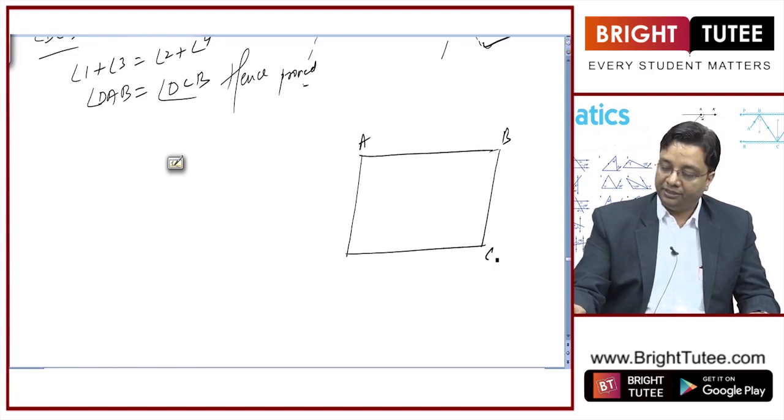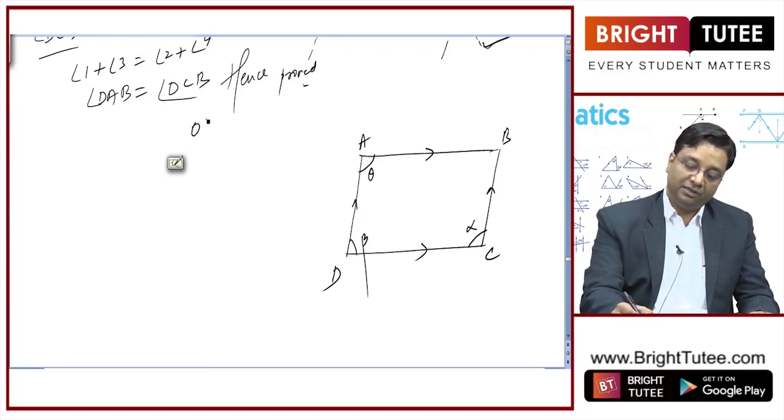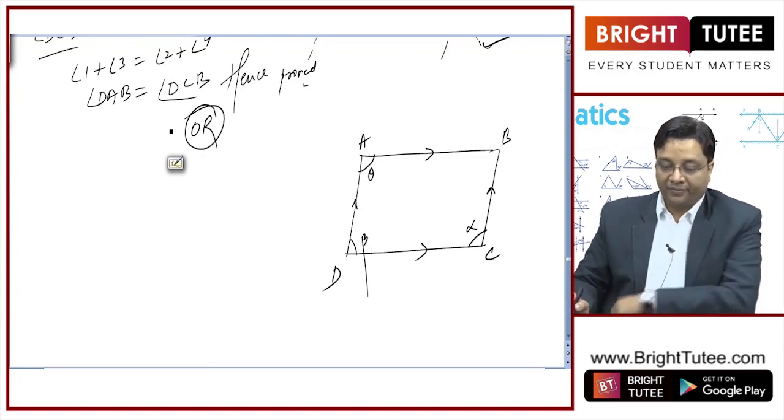A, B, C, D. Now I have to prove that this angle is equal to this angle. So let us take it as theta, this as alpha, and if this angle is beta, right? Now this line is parallel to this one and this line is parallel to this one. So I am doing the second method here.